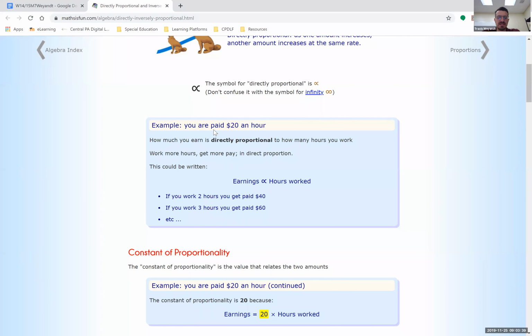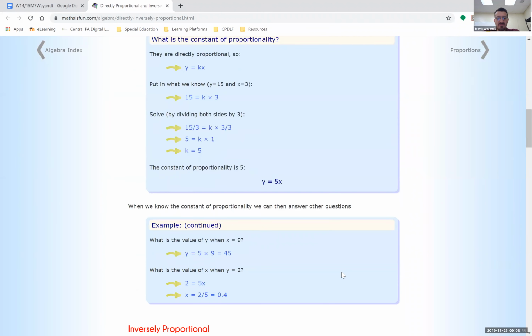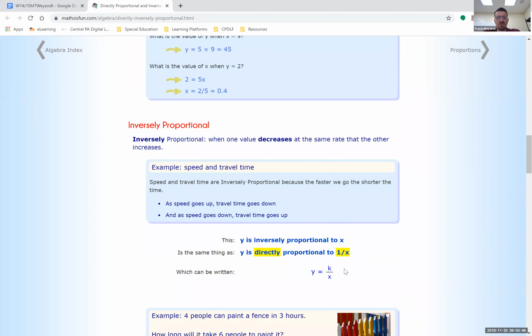There's a direct relationship between both of those. An example of an inverse is the complete opposite. As one increases, the other value can decrease. And then we can flip the same thing: as one decreases, the other can increase.